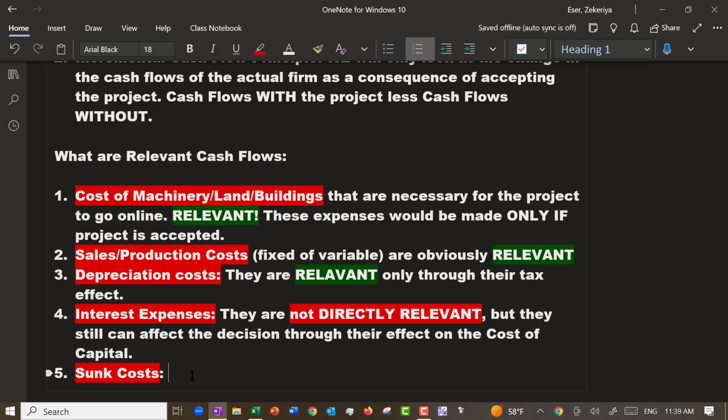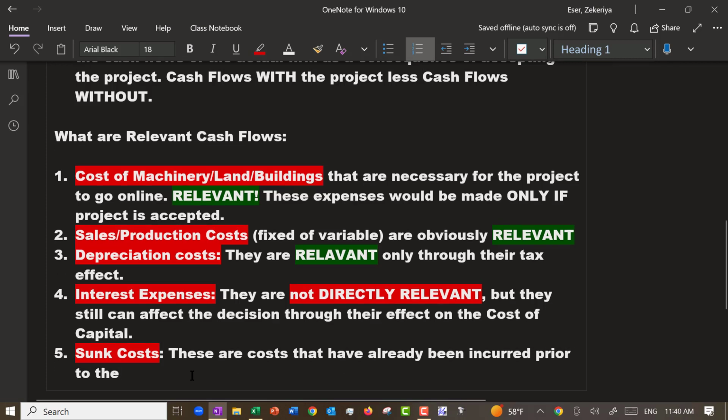Okay? These are costs that have already been incurred prior to the decision stage. Hence, they are not relevant.